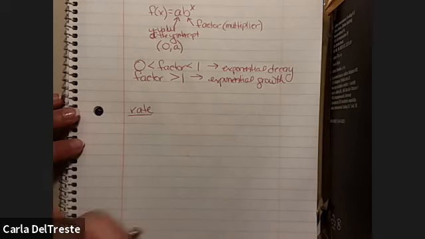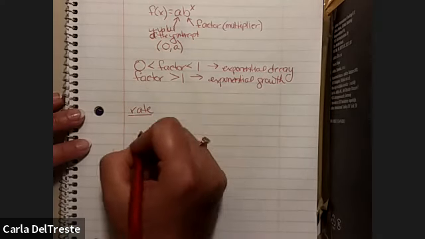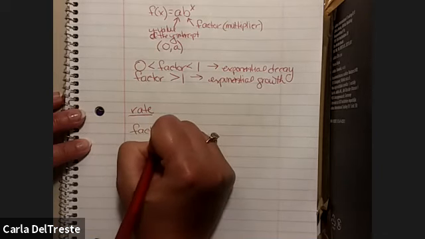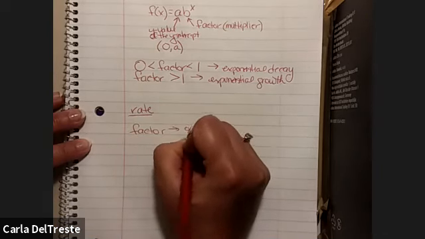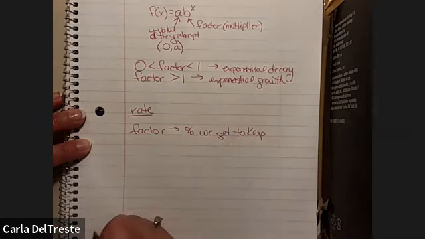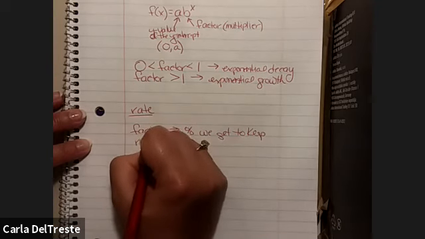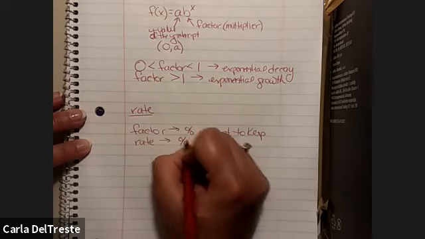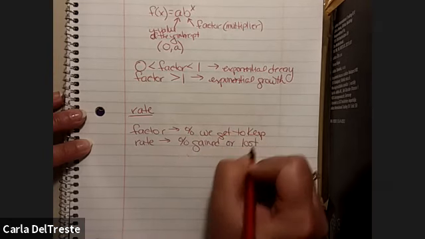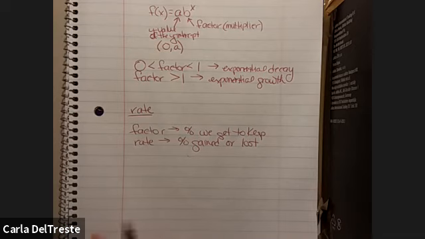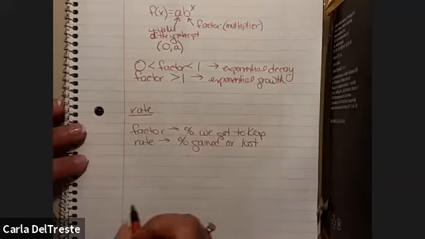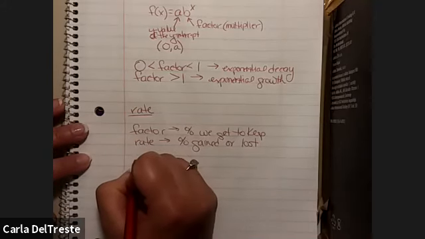So let's actually put that in writing first. So think about the factor as the percent we get to keep every time. And that means that the rate is the percent that is gained or lost every time. Again, it's a complement here. Okay, so let's look at an example.